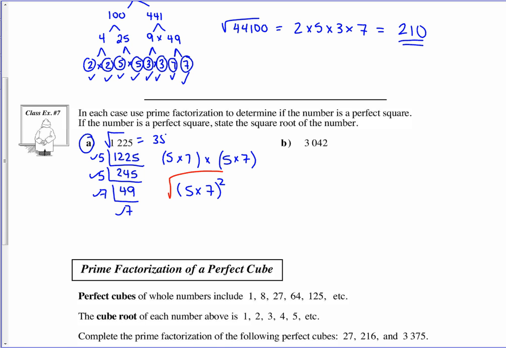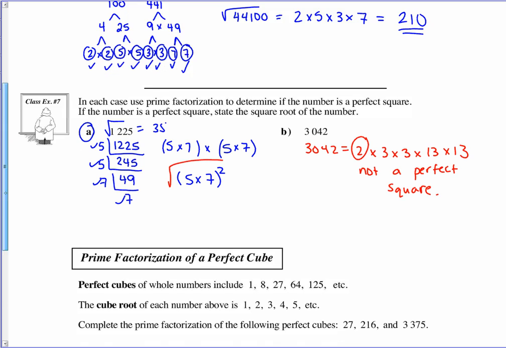Okay? On a side note, this one would have prime factorized to 2 times 3 times 3 times 13 times 13. Would this be a perfect square? No, not a perfect square. Why? There's only one 2. There has to be an even number of each prime that's represented so that you can split it in half. Okay, so not a perfect square.